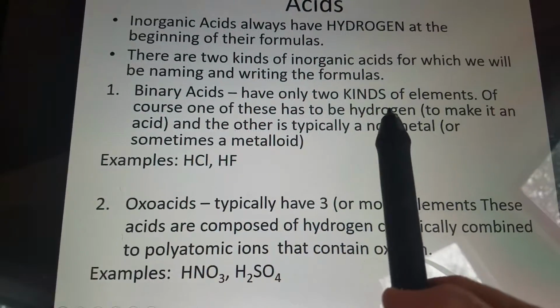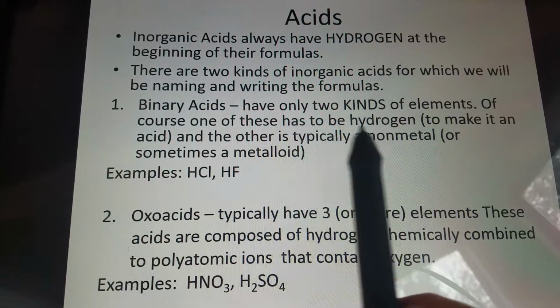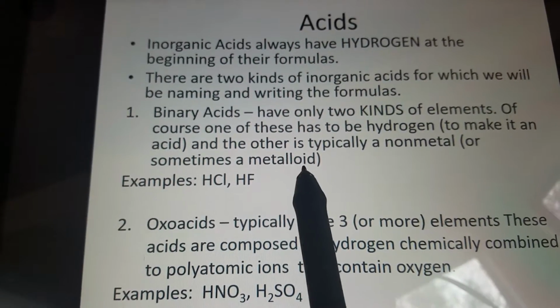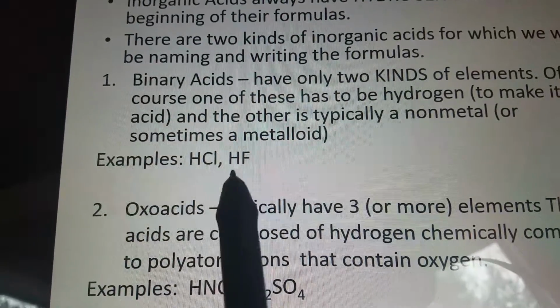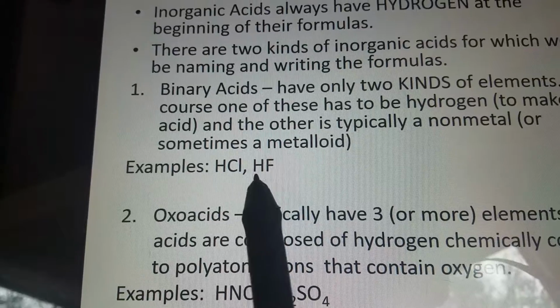Since hydrogen has to be in the acid, then of course one of these elements is going to be hydrogen. The other is typically a nonmetal, or even sometimes a metalloid. So here's some examples. You have your hydrogen with chlorine or your hydrogen with fluorine.